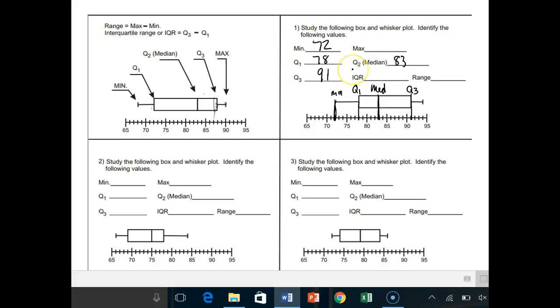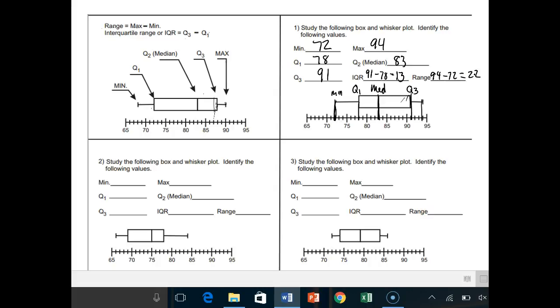And now the IQR, what was that? It's quarter 3 minus quarter 1. So that should be quarter 3, which was 91, minus quarter 1, which was 78, right? It's all the space inside this box. How long is it from this edge to this edge? 91 minus 78 gives you 13. And then the range is the maximum, which happened to be 94, minus the minimum, 72, and that gives you 22.